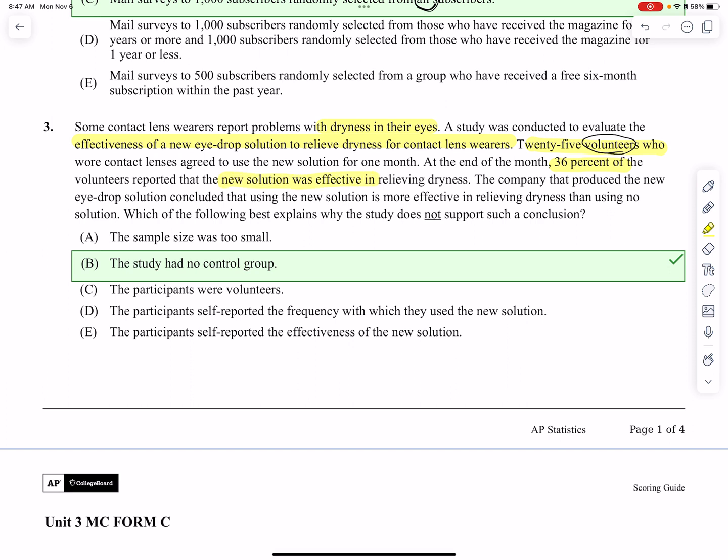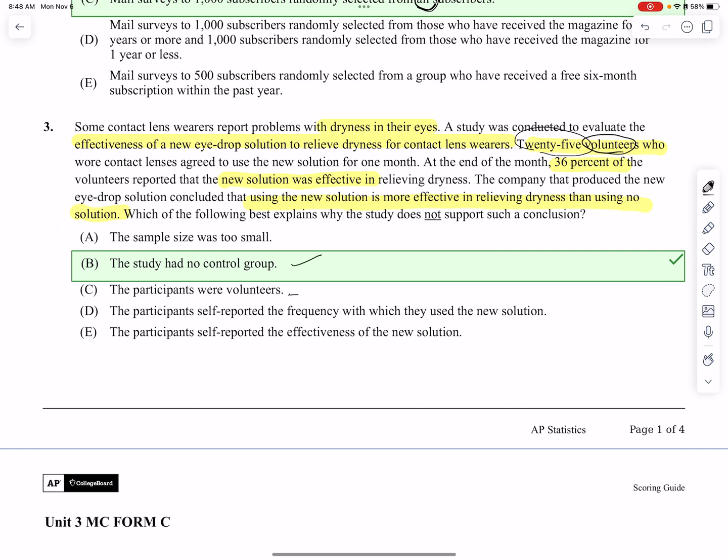The company that produced the new eye drop solution concluded, here's the conclusion, that using the new solution is more effective in relieving dryness than using no solution. Which of the following explains why the study does not support the conclusion? Well, yeah, it's not too small. It's fine. That's not the problem. But the biggest problem is I have nothing to compare it to, which means I need a control group.